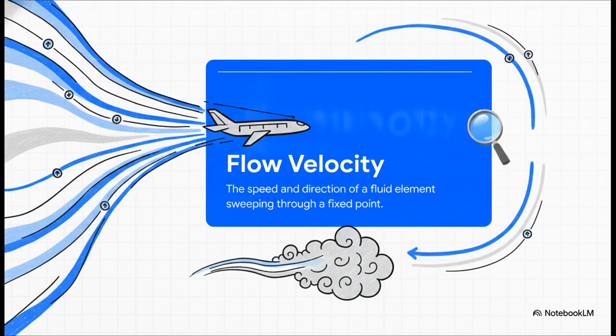Finally, we have velocity. This tells us how fast and in what direction our tiny fluid element is moving as a group. When a fluid element moves continuously through space, it traces out a visible path known as a streamline. If you've ever seen smoke flowing beautifully over a wing in a wind tunnel, you're literally watching streamlines map out the velocity of the air right in front of you.